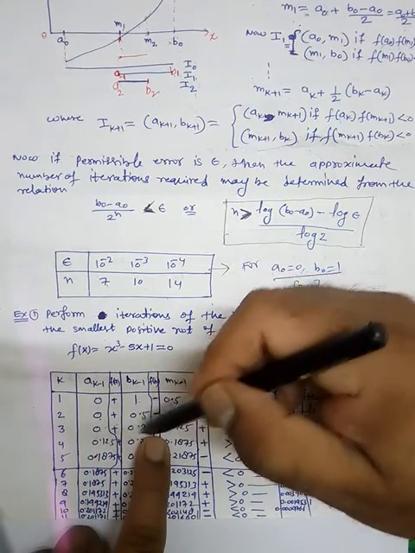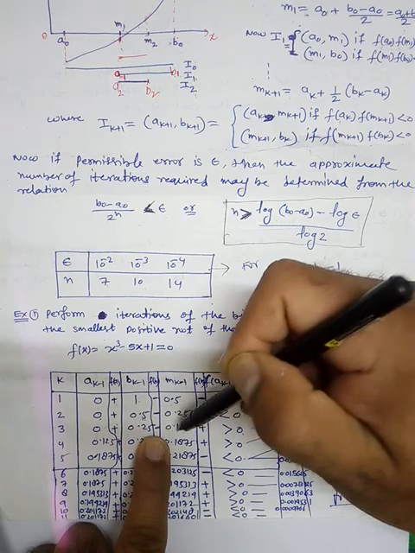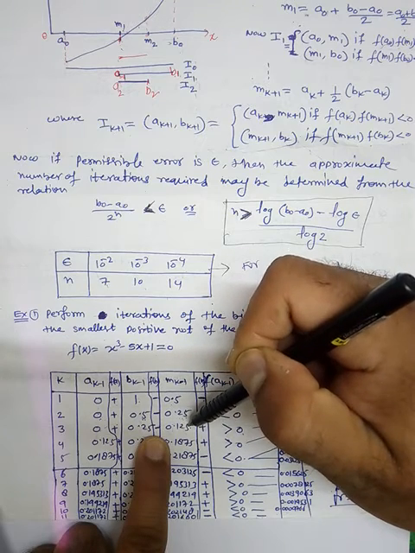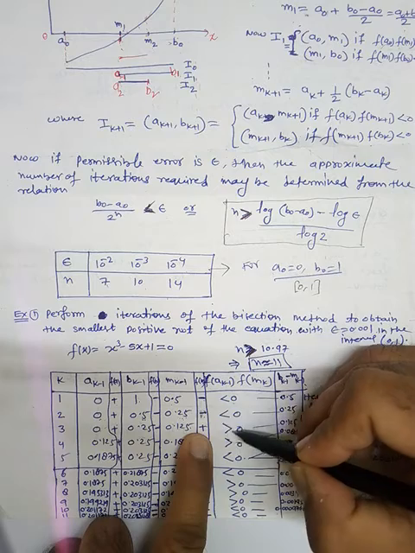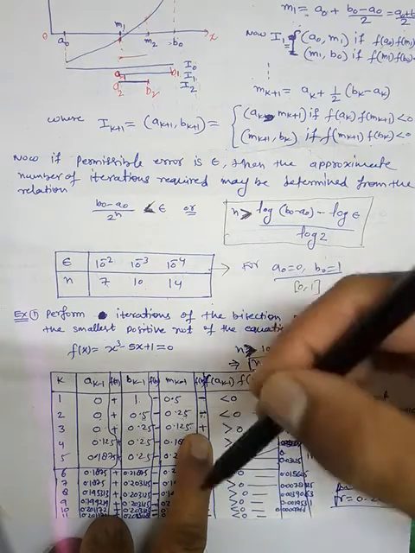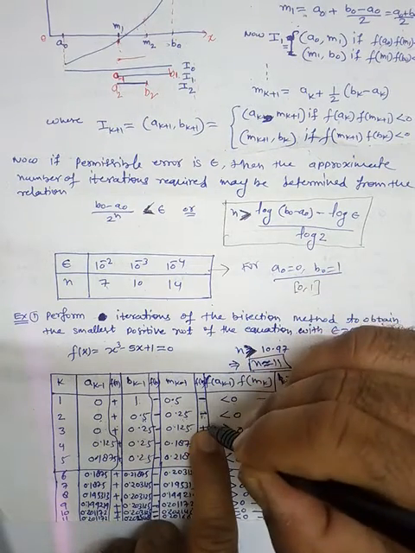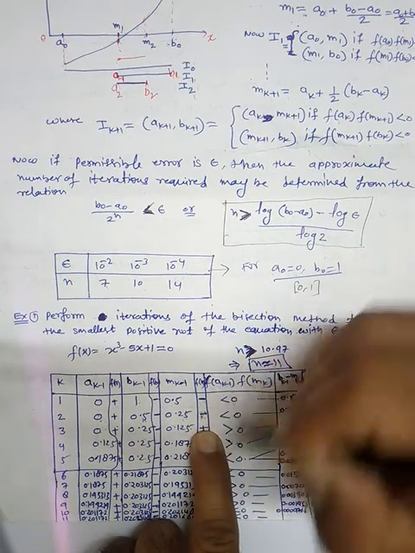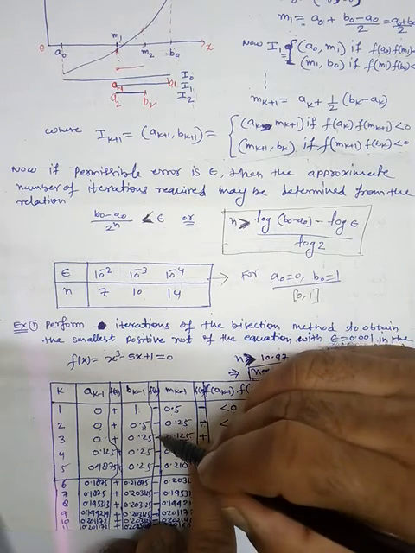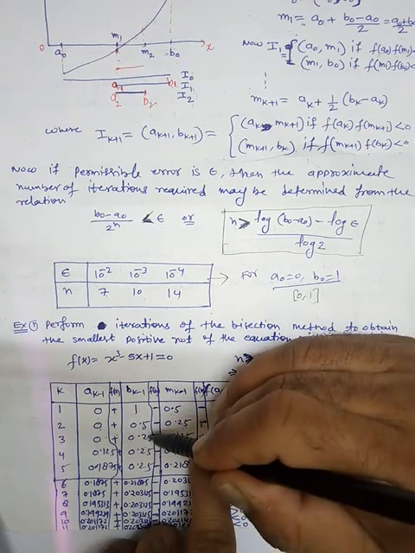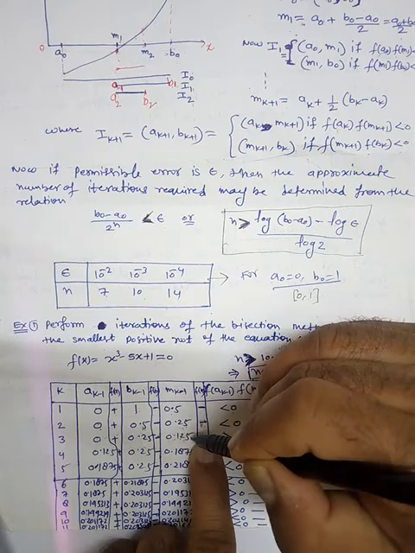Now take the midpoint of these two, which is 0.125. Evaluate the functional value, which is a positive value. So now you see this is positive, so you have to take the negative one so that the product will be negative. So with this positive we have to take the negative. Negative means this. So the next interval will be 0.25 and 0.125.